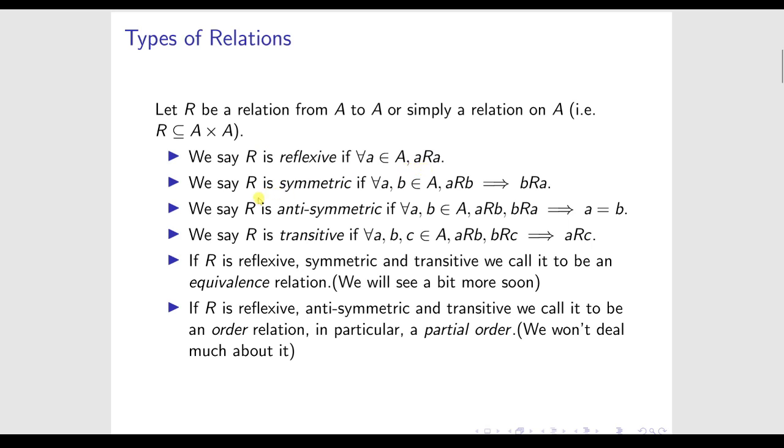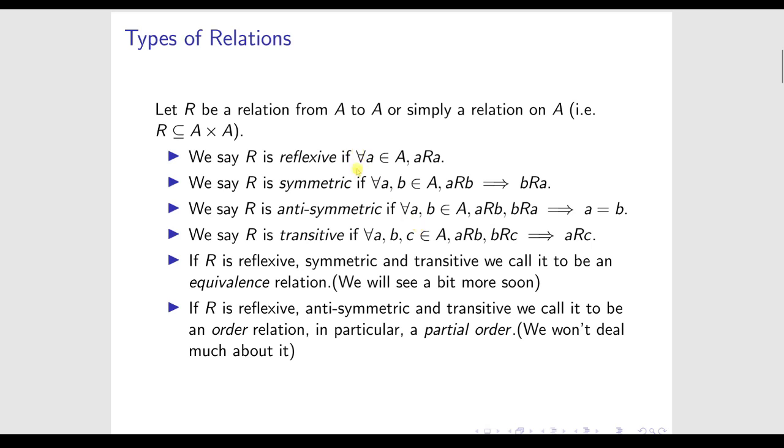We say R is symmetric if for all a and b in A, a related to b by the relation R implies b is R related to a. We say R is antisymmetric if for all a and b in A, a related to b and b related to a implies a is equal to b. We say R is transitive if for all a, b and c in A, a related to b and b related to c implies a is related to c.